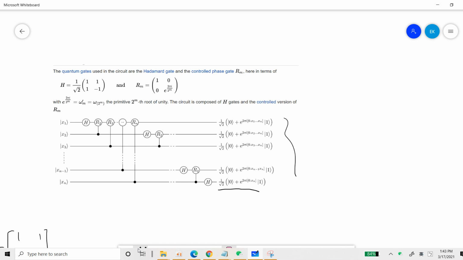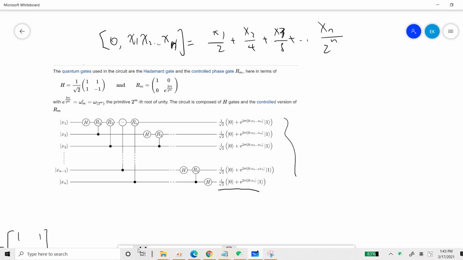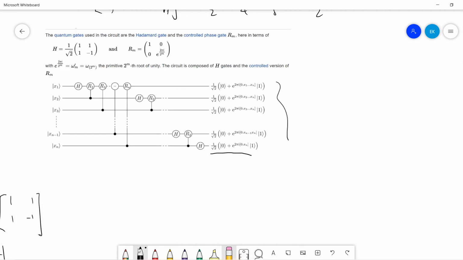Okay, so let's introduce a notation. The notation is the point: if I write 0.x1 x2 up to xn, that means x1 divided by 2, x2 divided by 4, x3 divided by 8, and up to xn divided by 2 to the n. So that's just some notation. Okay, so let's see the final line. Why does the final line give you this, right? So let's say xn. If xn, once you add a Hadamard, you will get this.